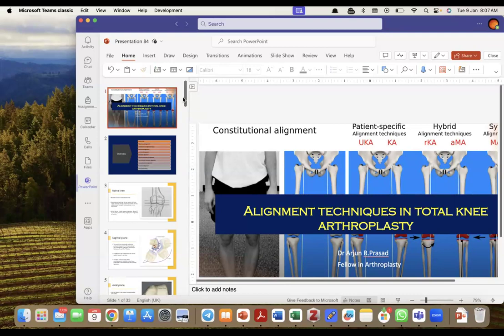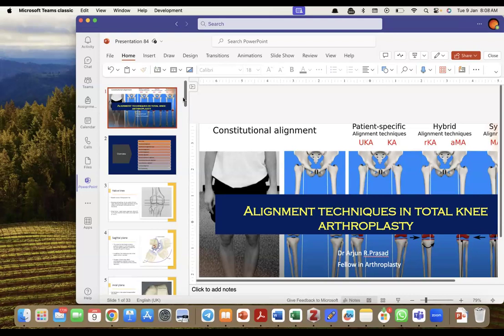But coming to the other concepts of alignment technique, especially after 2000, after the Bellemans paper, that is a game changer in introducing a lot of concepts with different alignment concepts. But still, the alignment concept is slowly evolving, and we need a long-term follow-up, and we have to understand the anatomy, but that is the only challenge, because each ethnic group has a different alignment concept, compared to the Asian population, compared to the Western group.